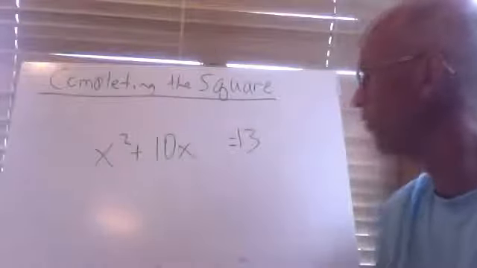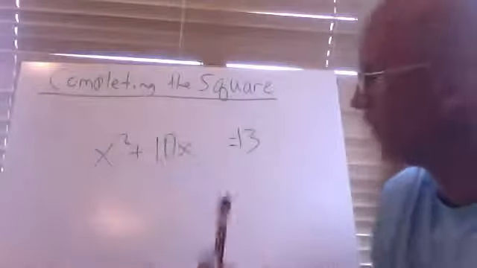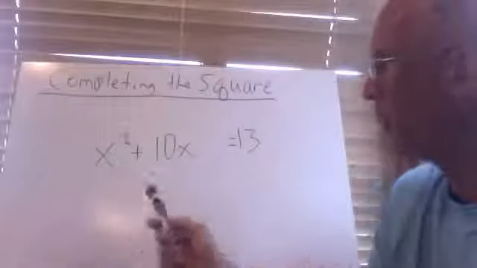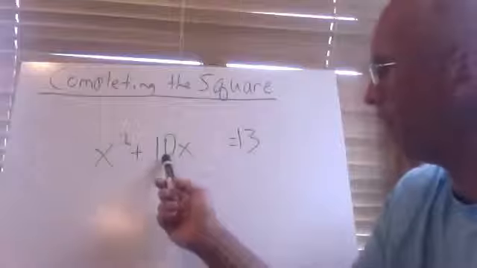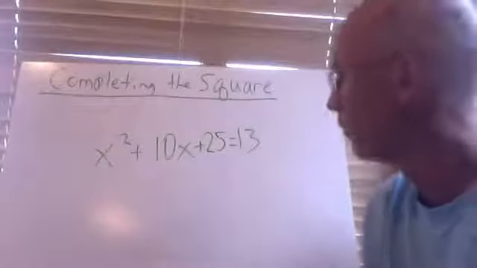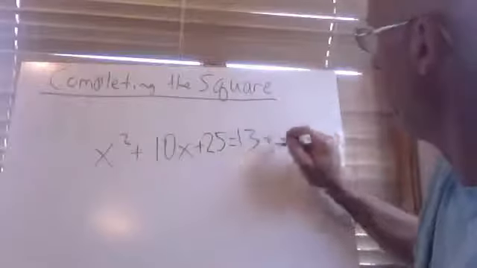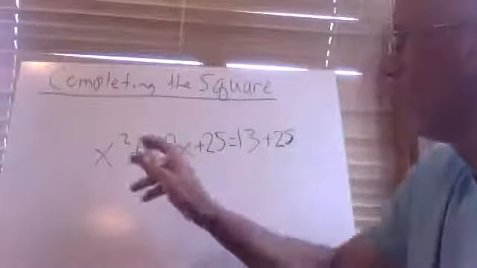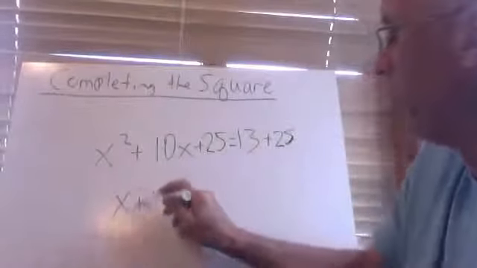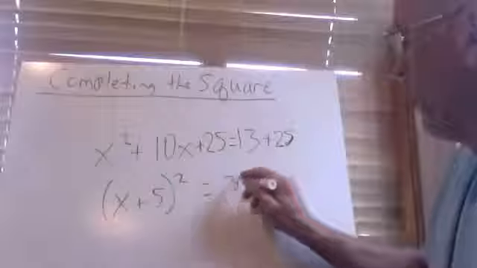So do you remember, let's just worry about not this side, let's just worry about this side right now. Do you remember how we make this a perfect square? We make sure this is a 1. We take half of that, which is 5, and we square it. And 25 would work there, right? Now, if we're going to add 25 to this side, we need to add 25 to the other side as well to balance the equation. The usefulness of this is now we can write this x plus 5 squared equals 38.